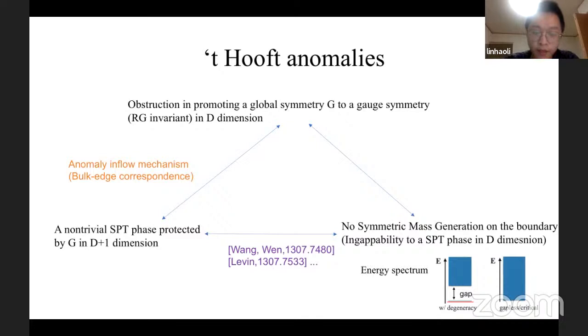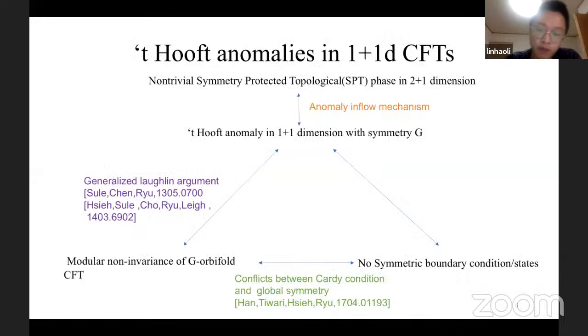For the 1+1 dimensional CFTs, there is another way to detect the 't Hooft anomaly based on the generalized Laughlin argument. If we gauge an anomalous global symmetry of a given CFT, the partition function of the orbifold CFT is not modular invariant. Therefore, there is a contradiction between modular invariance and global symmetry G. Now, if we cut a boundary for this CFT, the Cardy condition will play the role of modular invariance. Thus, naturally, there will be a conflict between the Cardy condition and global symmetry G, which implies no symmetric boundary condition and boundary state for the anomalous CFTs.